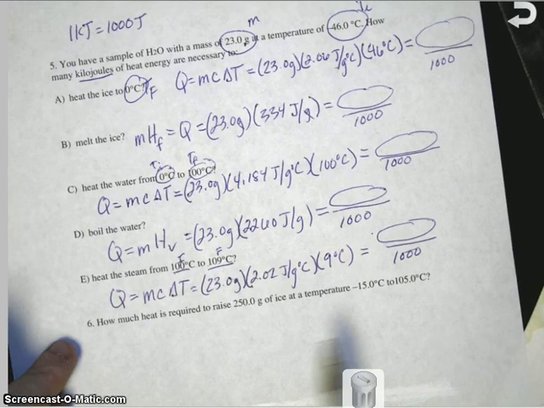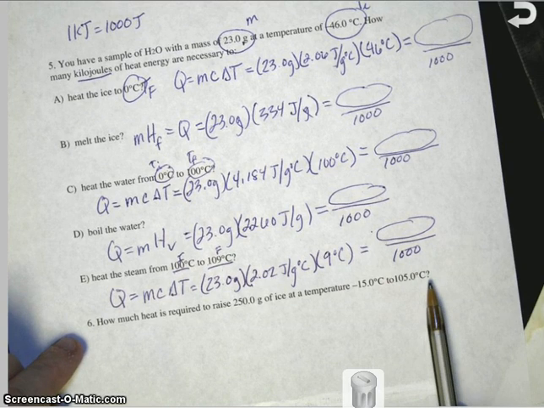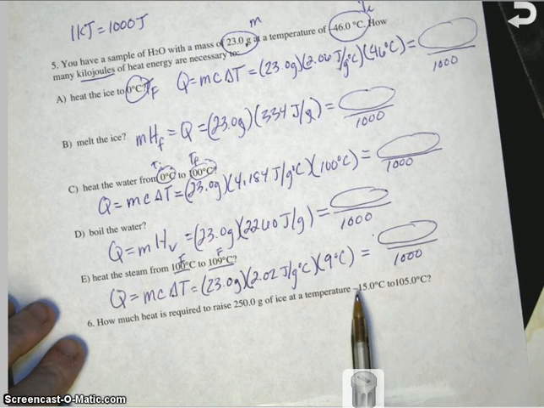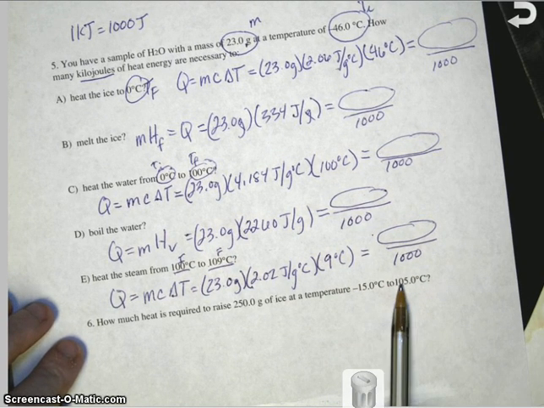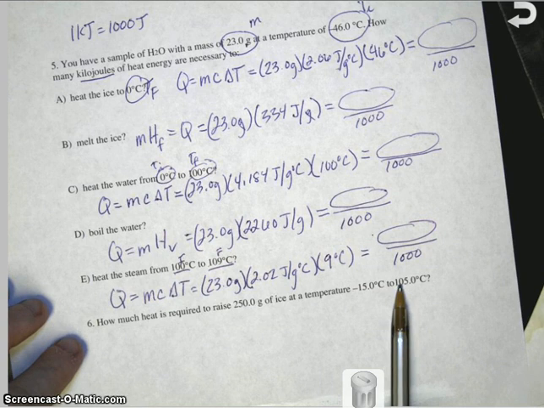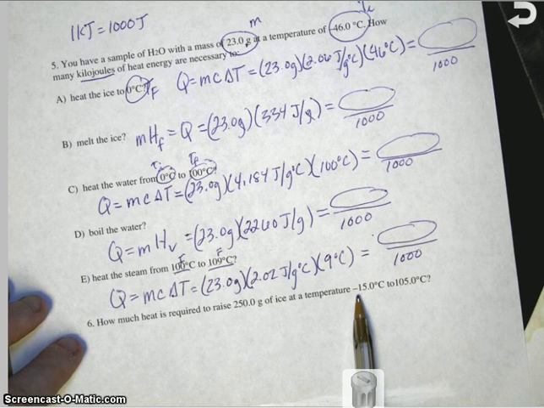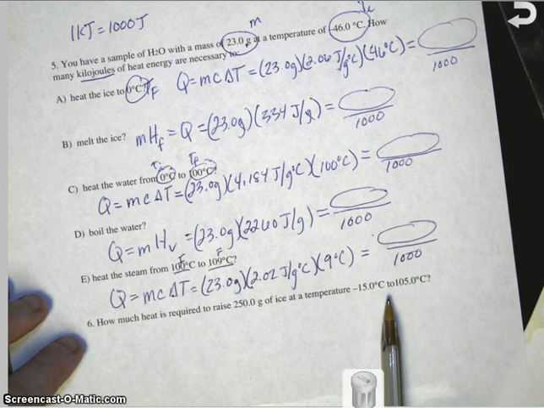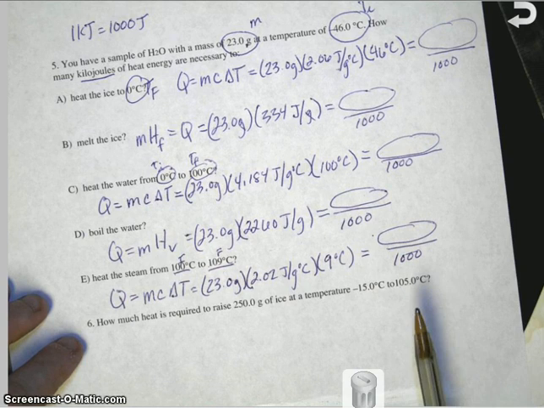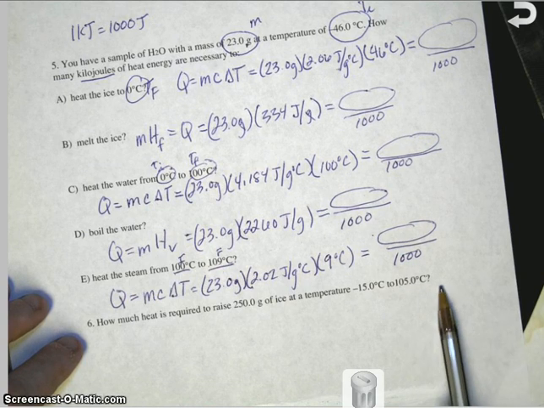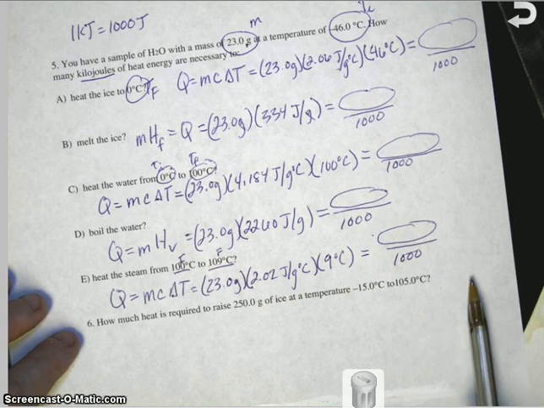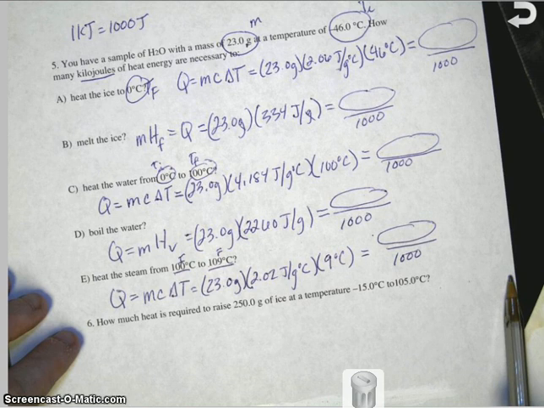Okay, so I know that's a lot of work for number 5, but it does take you step by step. When you look at number 6, it is essentially the same thing. You have it going from minus 15 to 105. So you're going to have to break it up into the different segments, just like you did on the first part. So you're going to have to look at how much heat it takes to take it from minus 15 to 0, how much it takes to melt the ice, how much it takes to heat it from 0 to 100 degrees, how much it takes to boil it, and how much it takes to heat the steam.